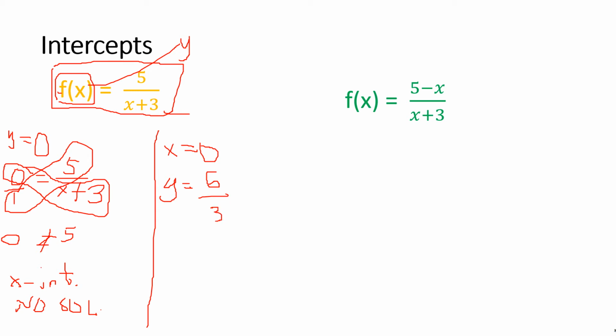Therefore, since we obtain 5 over 3 as the value of y, it means that our y-intercept is 0 and 5 over 3. It means that the point of intersection of the graph to the y-axis is at 0 and 5 over 3. Okay, this will be the point of intersection of the graph to the y-axis. And this is our y-intercept.